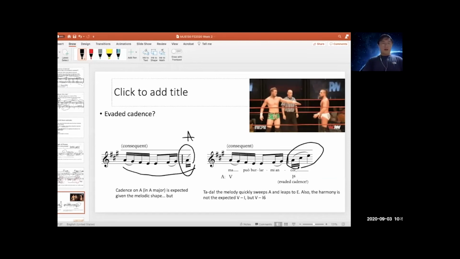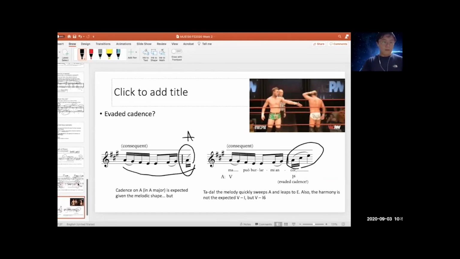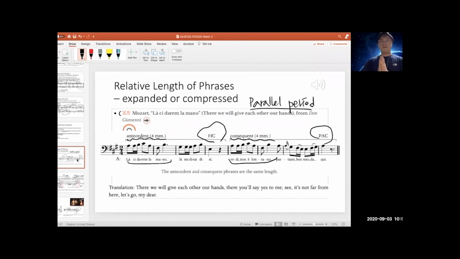Okay, so let's listen to this example. First, let me play the normative 8-bar version sung by the male hero, Don Giovanni.